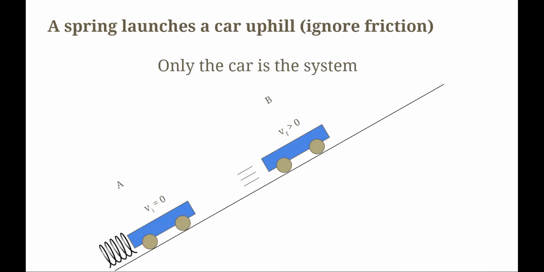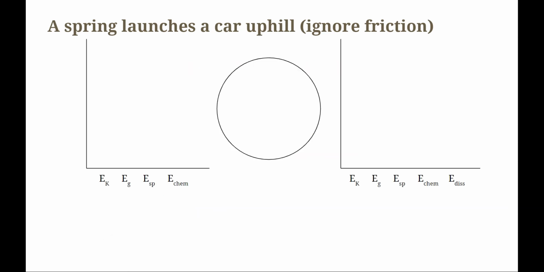Here's the next example. We have a spring launching a car uphill and no friction in this one. So we're going to say just the car is the system. So again, look at the start. We have the spring coiled up. The car's not moving. It's at the bottom of the hill. Then at the end, the car is moving and it's higher up the hill. So if just the car is the system, let's draw our LOL diagram. If you're feeling confident, pause the video here and try and draw it for yourself before you check.